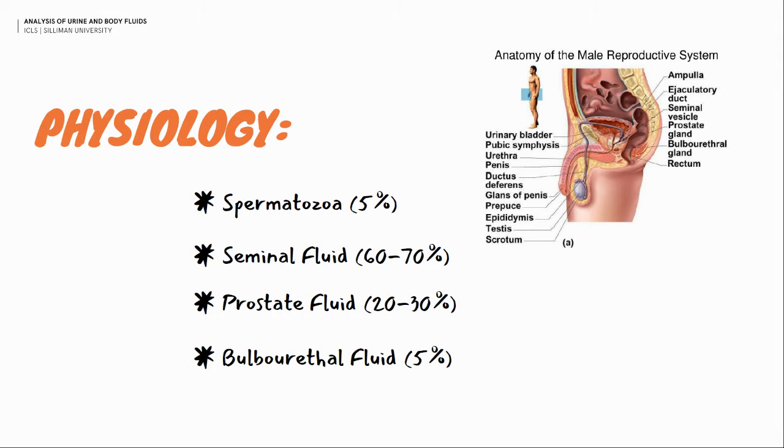It is also responsible for the coagulation and liquefaction of the sample. And lastly, the bulbourethral fluid, 5%. It neutralizes the pH of the sample. So again, spermatozoa 5%, seminal fluid 60 to 70%, prostate fluid 20 to 30%, and bulbourethral fluid, which is 5%.